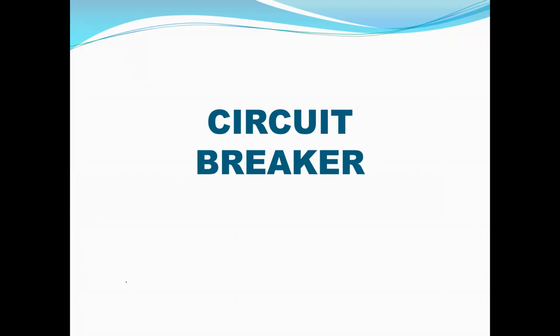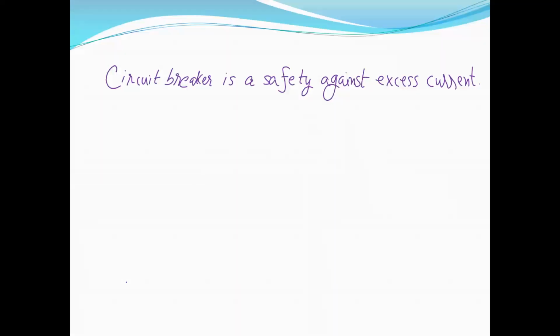What is a circuit breaker? Look at the shape. Have you ever seen this circuit breaker in your house? A circuit breaker is a safety against excess current. So please copy this. Copy the definition. Circuit breaker is a safety against excess current.